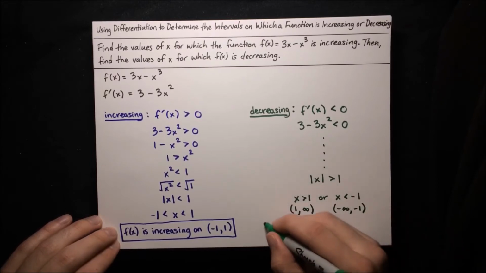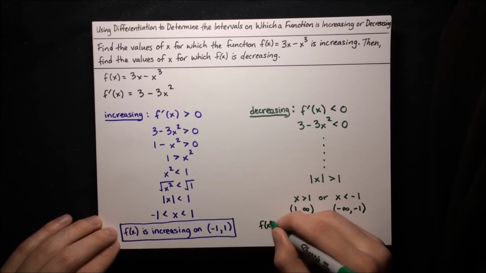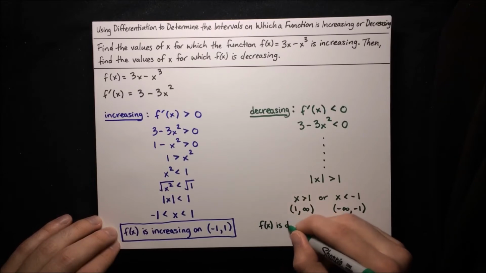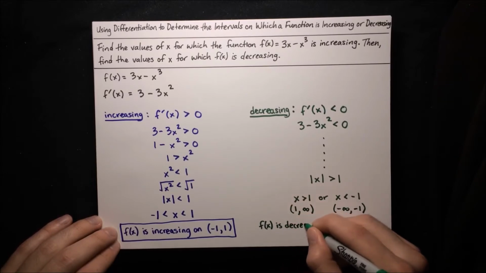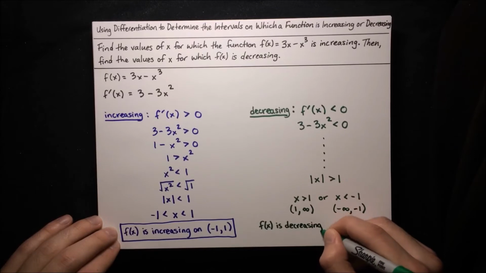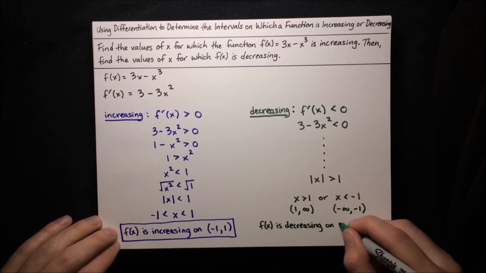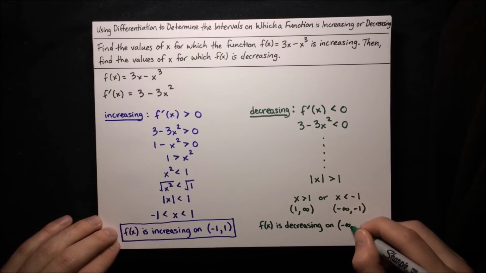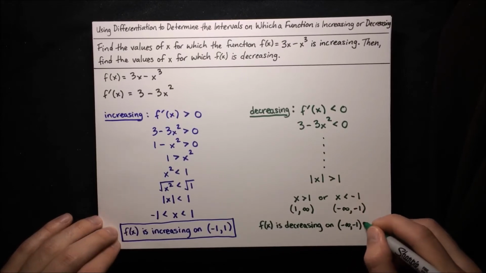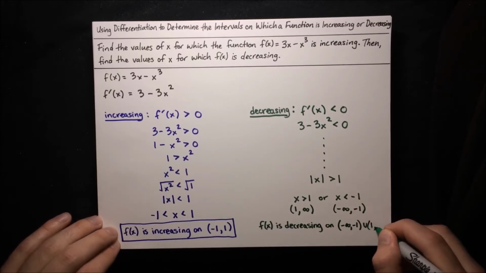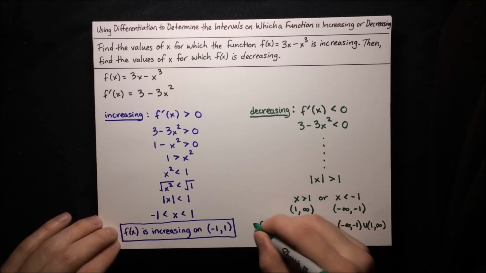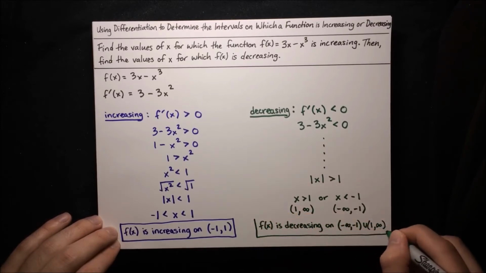So our final result is that f of x is decreasing on the union of those two intervals. We'll put the left interval first, so negative infinity, negative 1, union 1 infinity. And there we go. There's our final result.